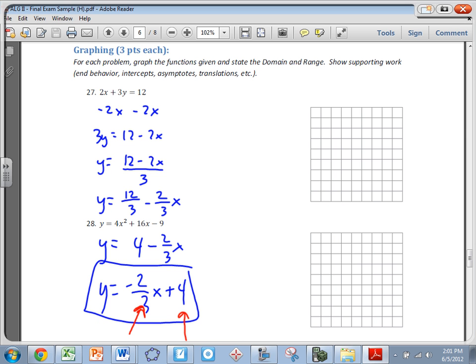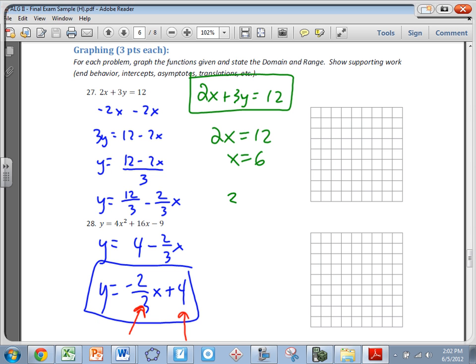Another way to do it is to find the intercepts. So to find the x-intercept, let's set y to 0. So again, we got 2x plus 3y equals 12. To get the x-intercept, I'm going to just drop off the y part. I'm going to say set y equal to 0, and I get x equals 6. If I want to find the y-intercept, I take that same original function up here, and now I set x equal to 0. I'll have 3y equals 12, and that'll tell me y equals 4. So those are my two intercepts.